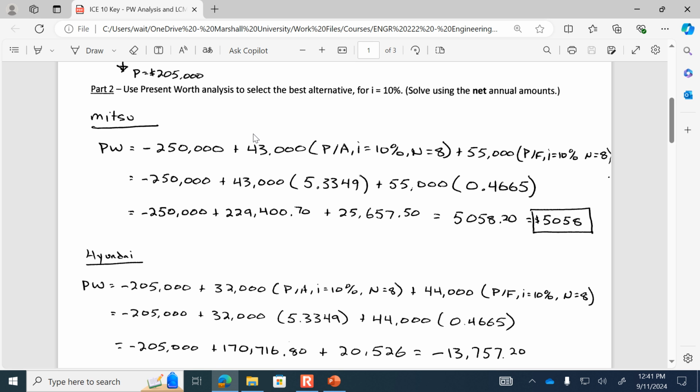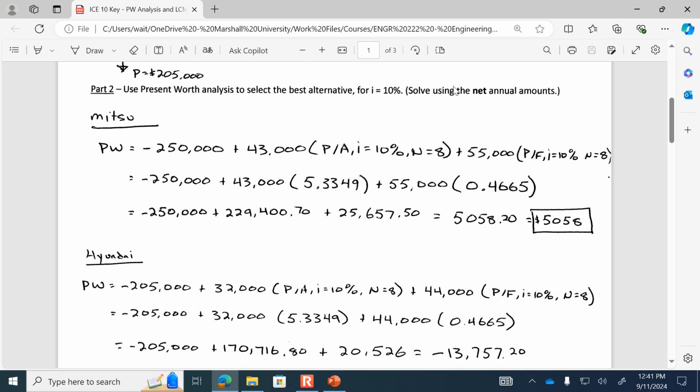$5,058. The Hyundai has a negative present worth. And so we would reject that alternative. It would be better to do nothing than to purchase the Hyundai in this case. But the Mitsubishi here is the better alternative.